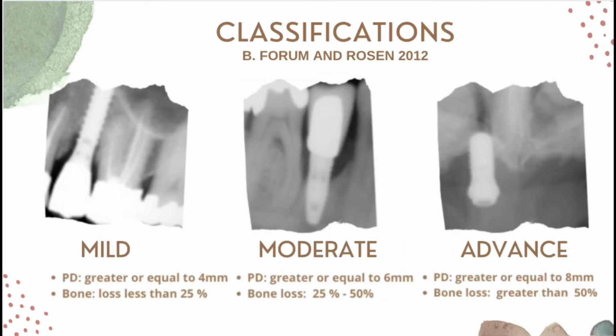Another classification is based on Froum and Rosen in 2012, in which this is more of the peri-implantitis severity classification. We have the mild, the moderate, and the severe. All of them have the presence of bleeding and purulence upon gentle probing. The difference is the pocket depth and the bone loss, in which the pocket depth for mild is greater than or equal to 4 mm, while for moderate it's greater than or equal to 6 mm, while for severe greater than or equal to 8 mm. For bone loss, it progresses from less than 25% to between 25 to 50%, and for severe, it's greater than 50% of the implant length.